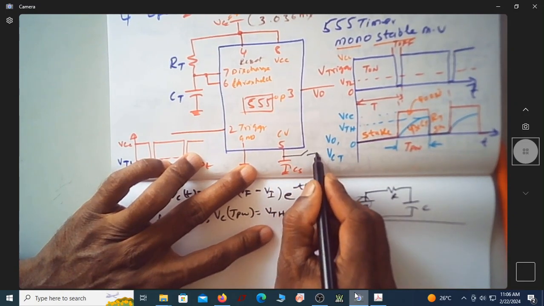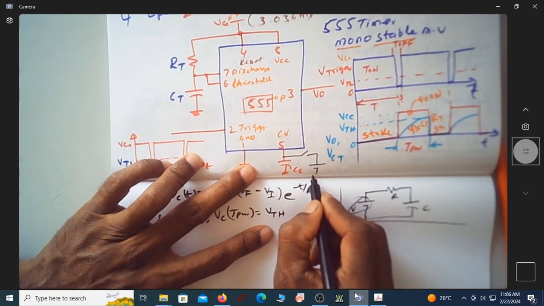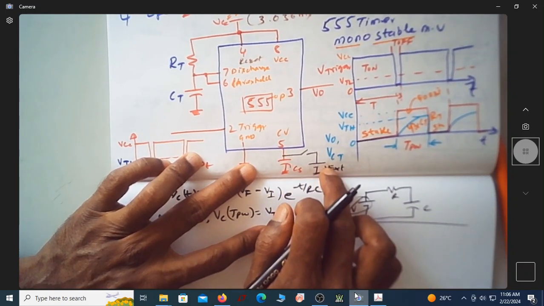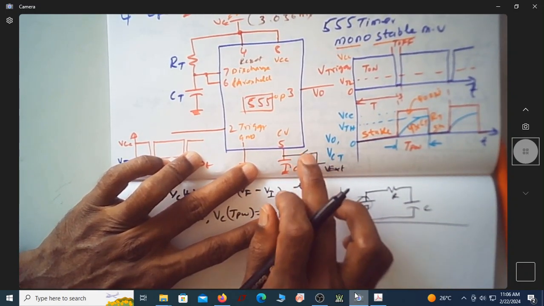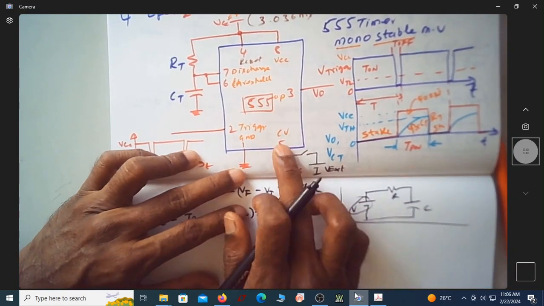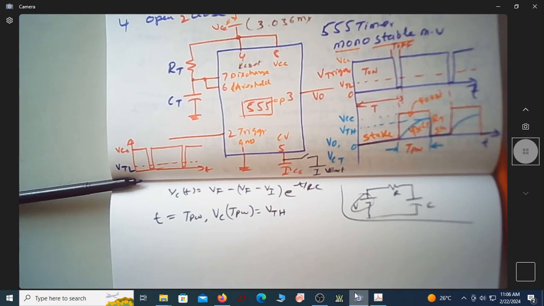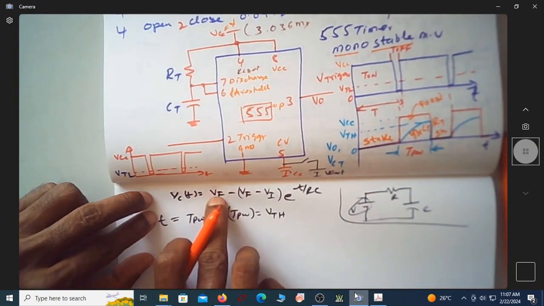Suppose you have a switch and connect some external voltage, then VTH becomes the external voltage. So that depends on whether you have external voltage at pin number 5, or whether you have 2/3 VCC. Now what is V final?